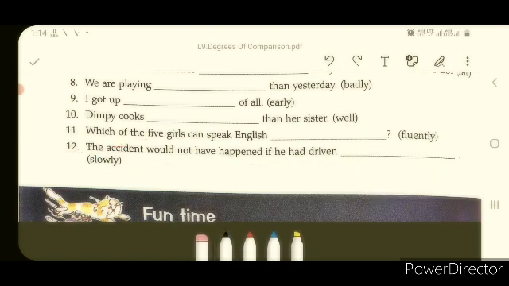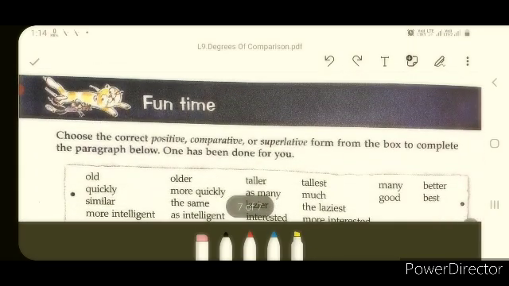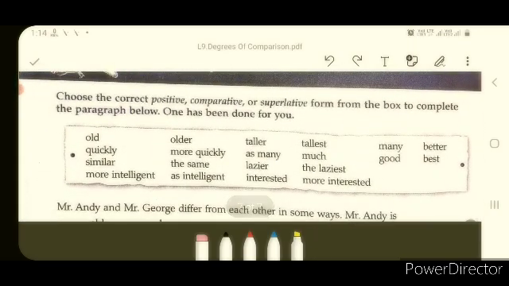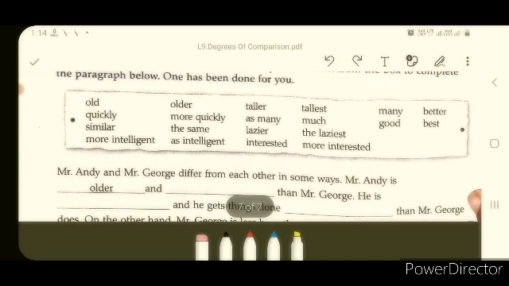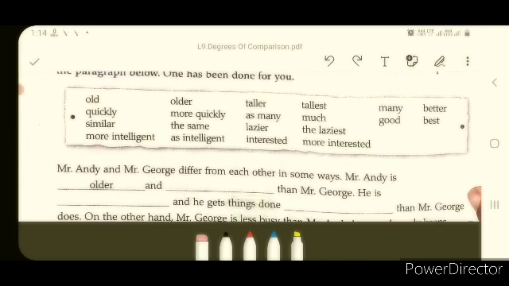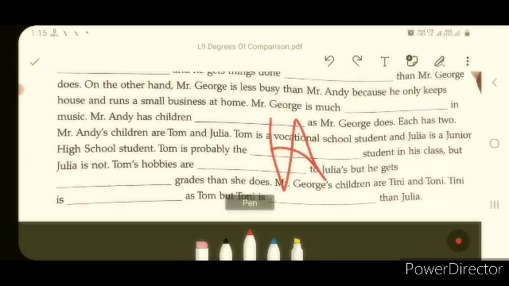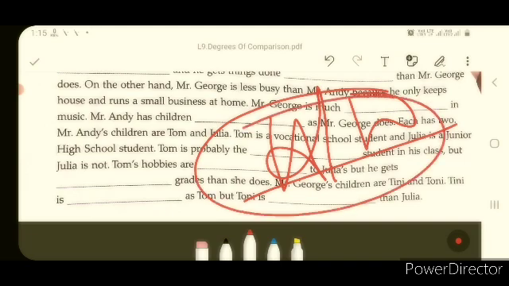Now, fun time class, I believe you should do it on your own. It says choose the correct positive, comparative, or superlative form from the box and complete the paragraph below. One has been done for you. The words are all quickly, similar, more intelligent, and so on. Clear? So, treat it as homework, your worksheet, workbook, whatever you want to call it. But I want you to do it on your own.